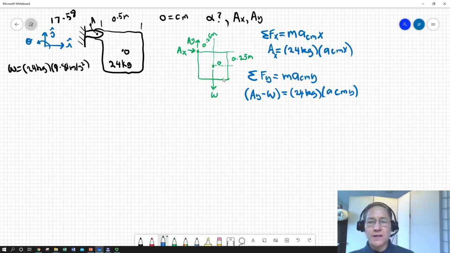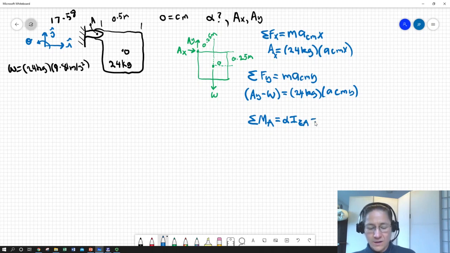Last but not least, we can look at the sum of the moments. And in this case, we're going to take the sum of the moments about point A. It's a heck of a lot easier for solving the problem. Now this is one of those rare times that we're not going to take it around the center of mass, but we are going to be very careful. And in this case, that is going to be the rotational acceleration of the rigid body times the moment of inertia, polar moment of inertia taken about point A.